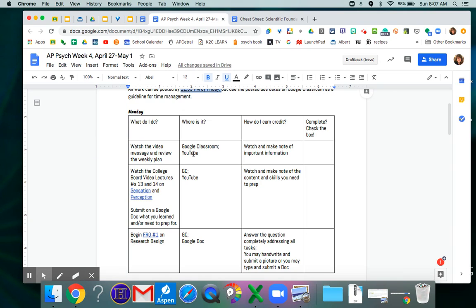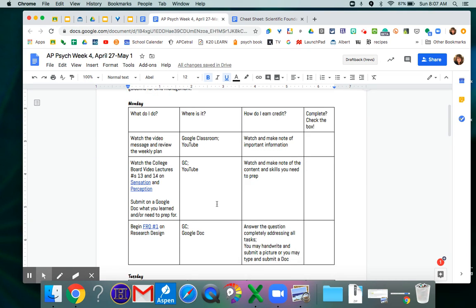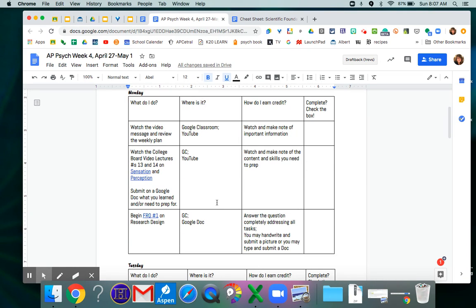Our weekly plan this week will consist of 2 free response questions, 2 Zoom meetings, and filling in a cheat sheet that will help you on the AP exam.